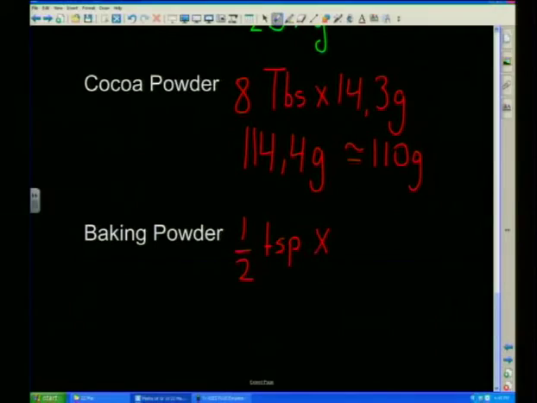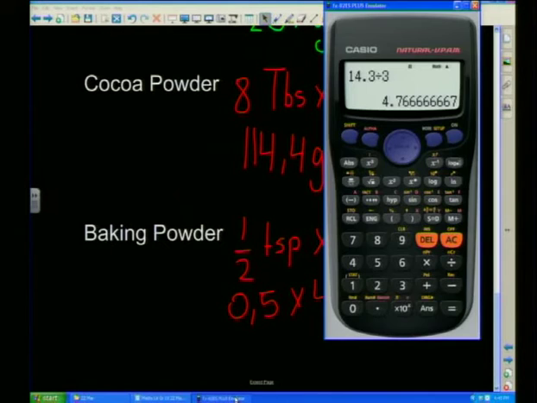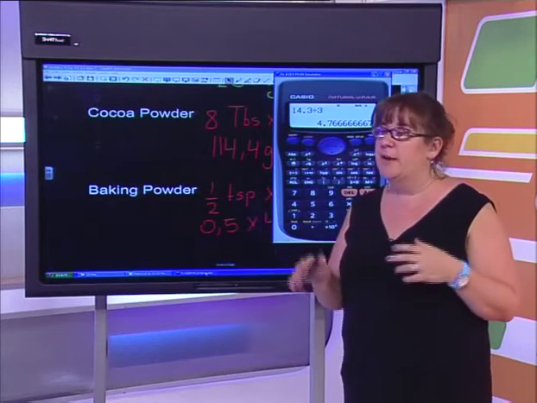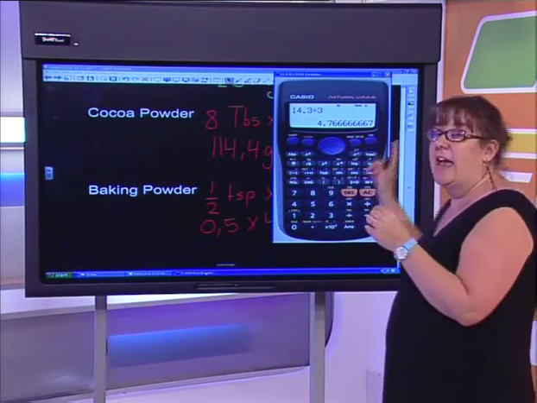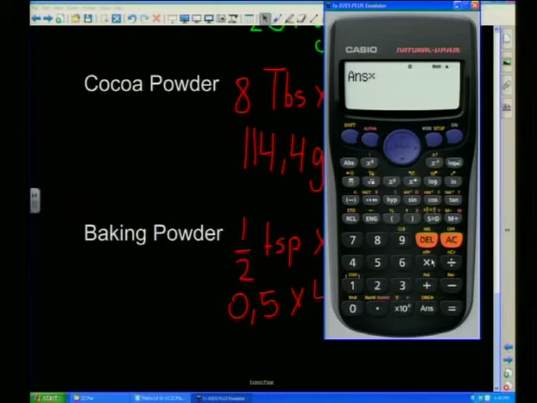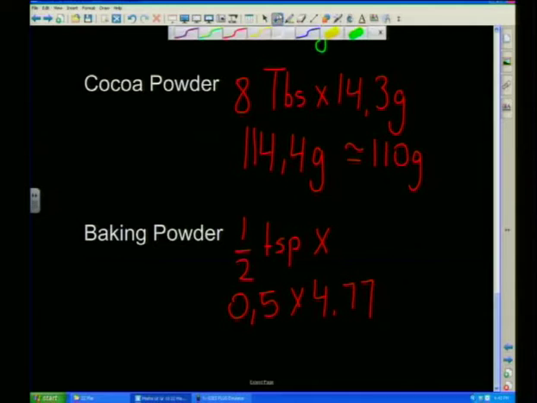So I'm going to times my half, which I'm going to write as 0,5, times by 4,77. On my calculator I've got this number that I haven't actually rounded off, so I'm going to use that because it's already there. If you write 4,77 and you've cleared your calculator, that's fine, because we're dealing with such minute amounts. But if I haven't cleared it, I'm just going to take that and times that by 0,5, and I get 2,38 grams. And that's what she needs to measure.